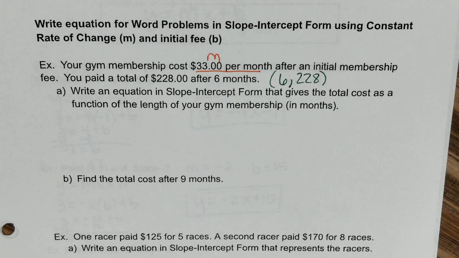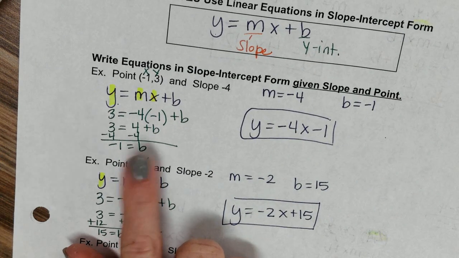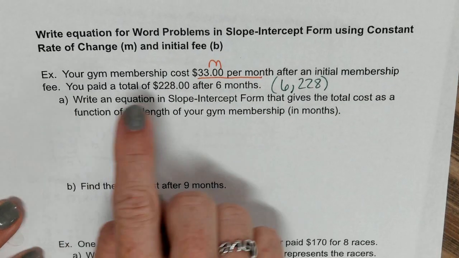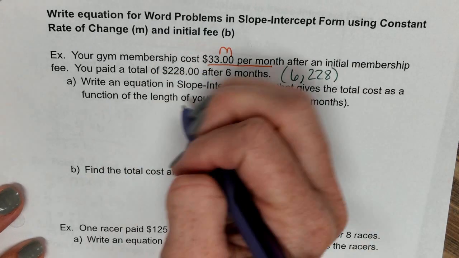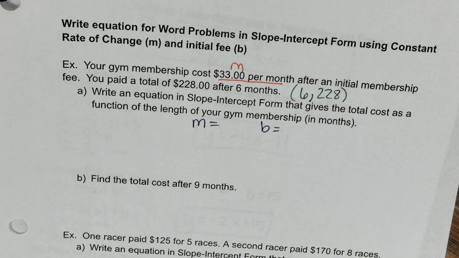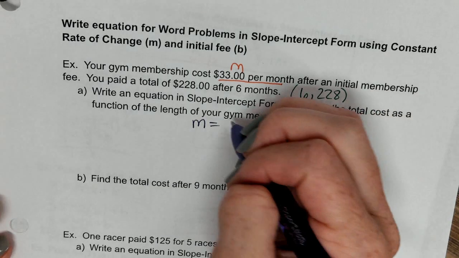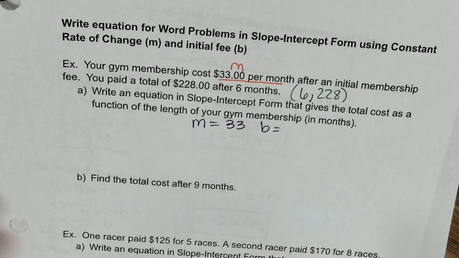All right, so knowing the slope and the point. Isn't that what we did up here? They want us to write an equation in slope-intercept form. All right, so I need an m and a b. What did they already give me? They gave me the m, which is 33. Did this point give me the b, the y-intercept? No. So I'm going to have to solve for it.